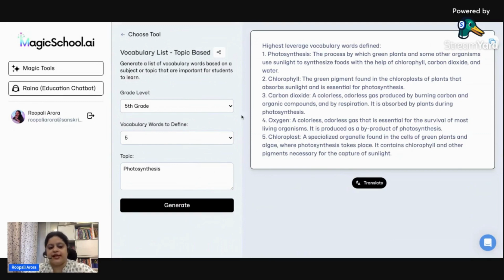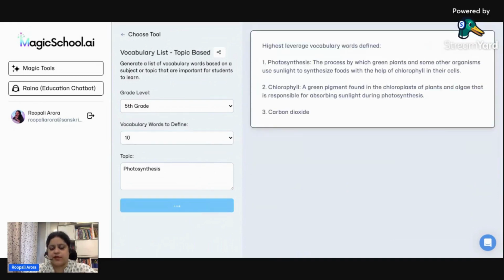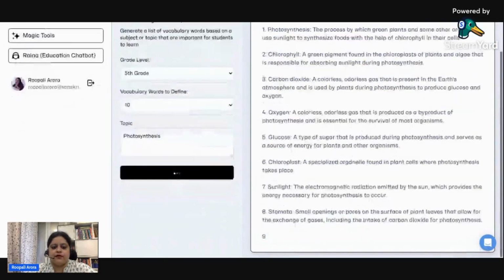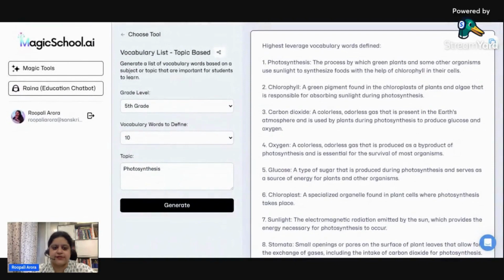So based on that, I can increase the number of words also and keep generating as many different kinds of vocabulary lists and enjoy the work done in few seconds.